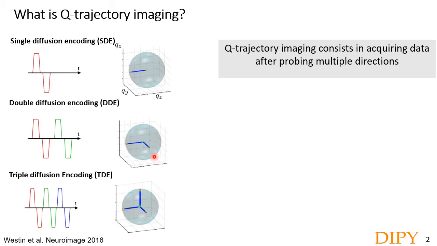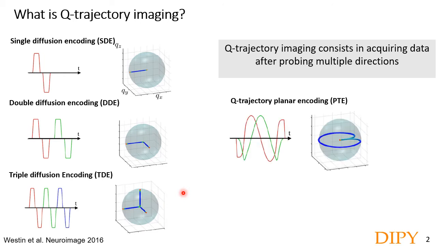We can also apply a triple diffusion encoding. This applies three different encoding blocks with independent directions, and this can be used to probe all three spatial directions simultaneously.